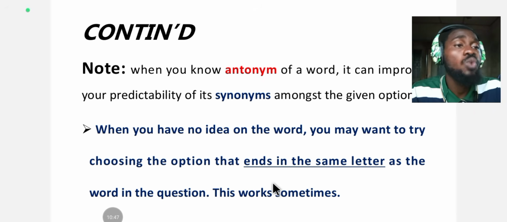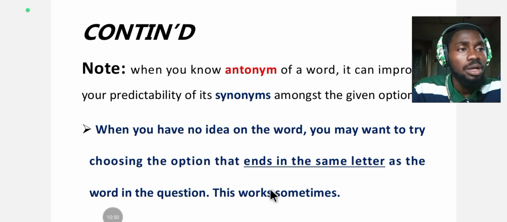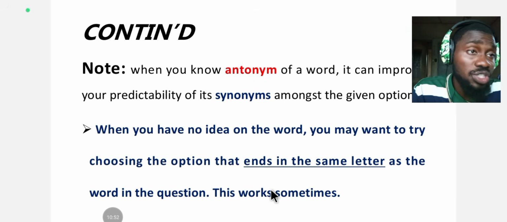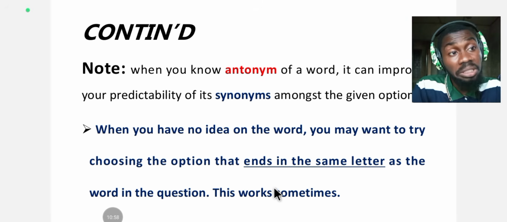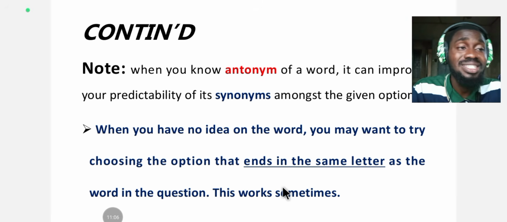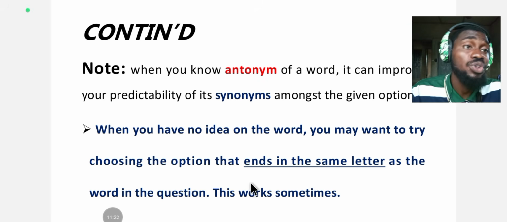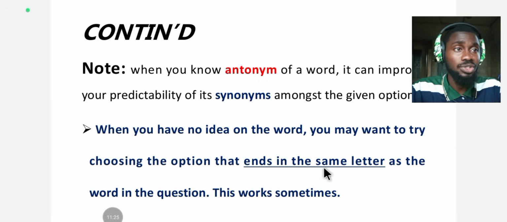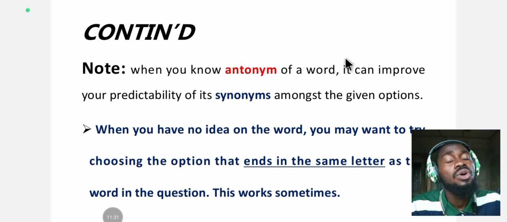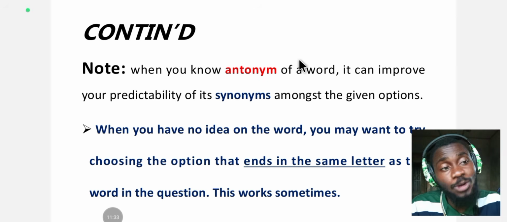Maybe the word in the question ends in Y. Among the options, when you are exhausted, if you see any option that ends in Y, that could be the right option. So it's a 60-40 chance. You have to capitalize on the 60 by choosing the option ending in Y. That's just another technique to add to your arsenal, to your toolbox. With this, we have come to the end of synonyms.